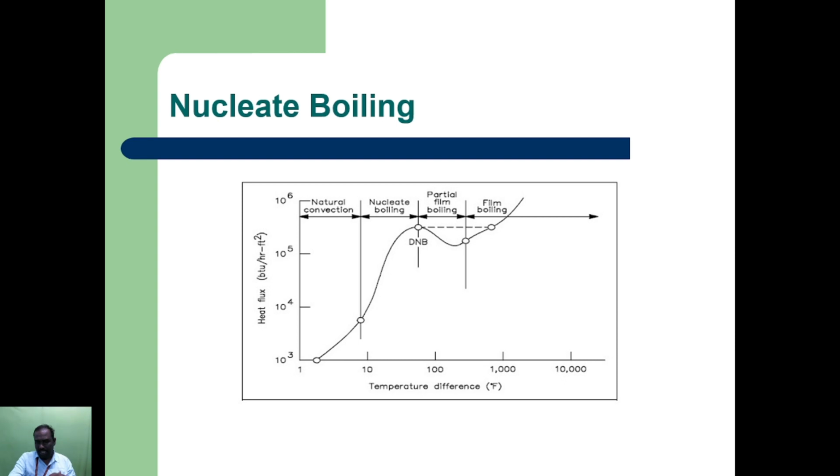Here is heat flux, and here is temperature rise. As the temperature increases, the first stage is natural convection, the second is nucleate boiling, the third is partial film boiling, and the fourth is film boiling. How heat transfer varies through the natural convection, nucleate, partial film boiling and film boiling stages is shown in the figure.